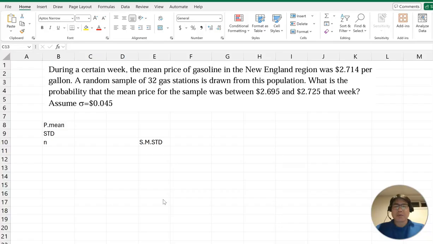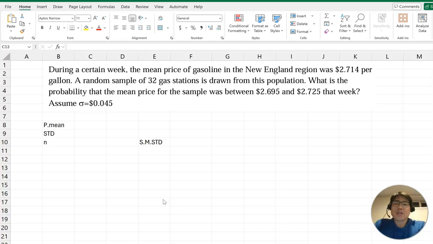This time we continue to cover some more examples about the sampling mean distribution. Last time we focused on the probability that the sampling mean is less than some value, but this time we cover the case where the sampling mean is between two different values, and then one more case where the sampling mean is bigger than some value. Okay, then let's do this question first.